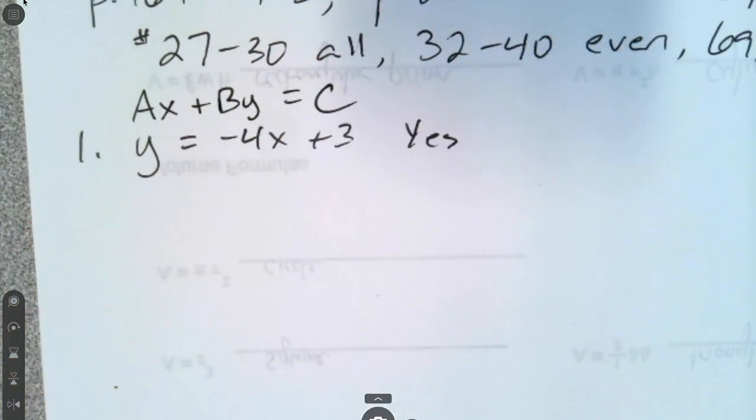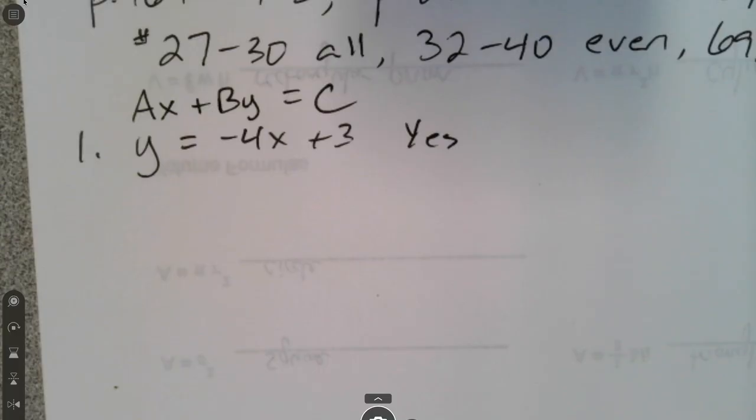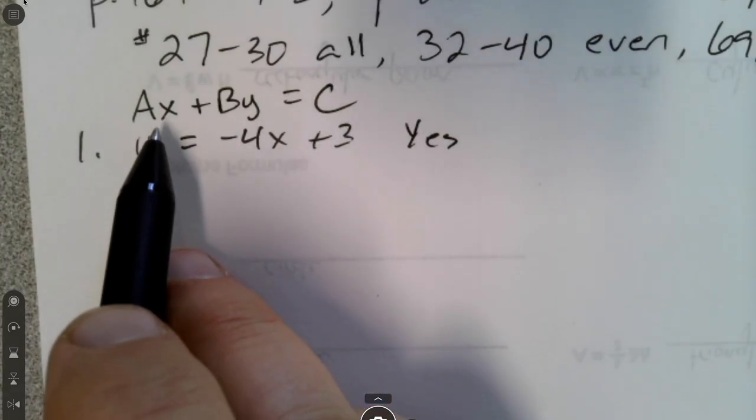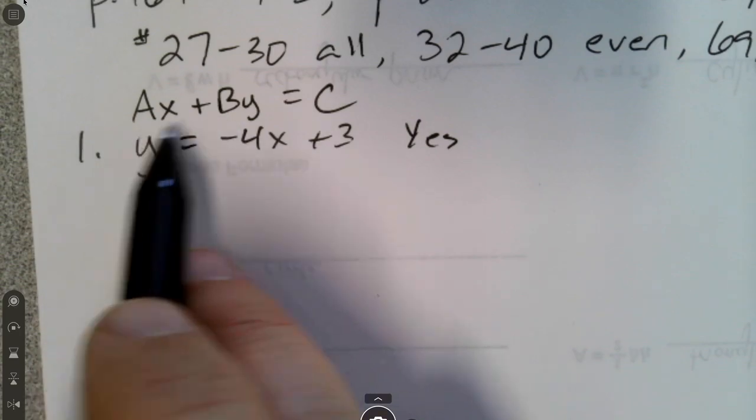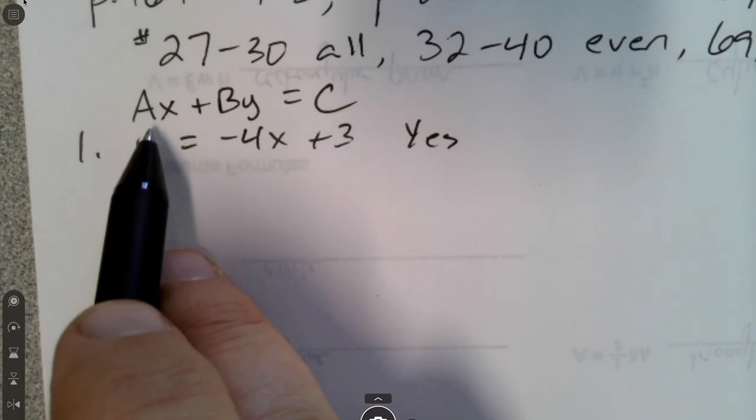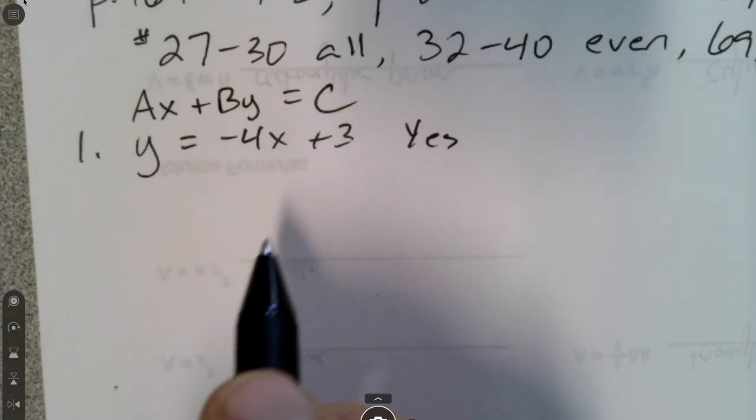So just a reminder, standard form looks like this: ax plus by equals c. Your first step when you want to get standard form is to get things in the right place. So what I mean is you want the x and the y over on the left side, and you want the x term to be first and the y term to be second.